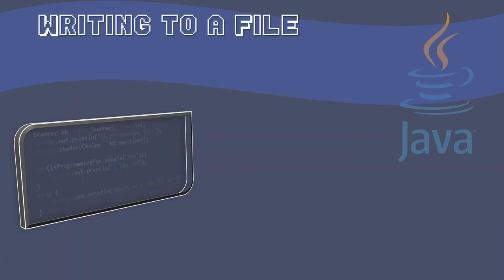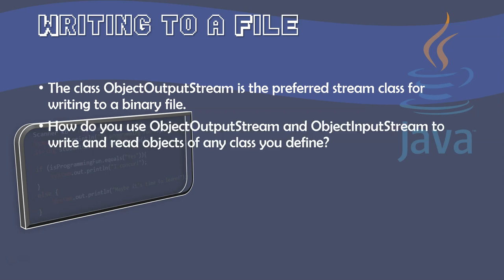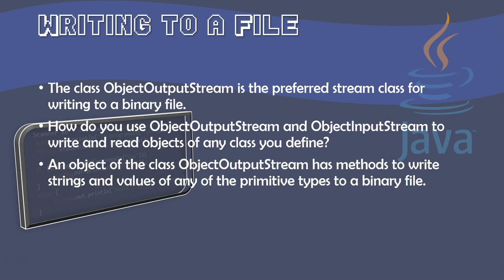So let's look at actually writing to a file. The class ObjectOutputStream is the preferred stream class for writing to a binary file. Well, how do you use ObjectOutputStream and ObjectInputStream then to read and write objects of any class that we define? An object of the class ObjectOutputStream has methods to write strings and values of any of the primitive types to a binary file.